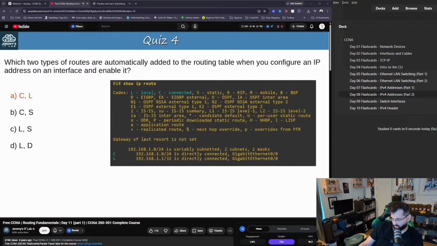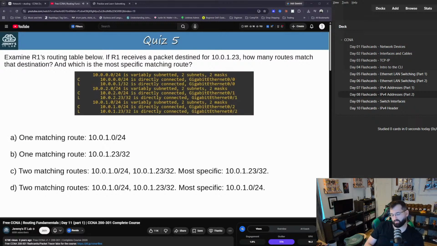Okay, the answer is A, C and L. As shown in the show IP route output on the right, C stands for connected and L stands for local. These 2 routes are added when you configure an IP address on an interface and enable it. Okay, let's go to question 5. Examine R1's routing table below. If R1 receives a packet destined for 10.0.1.23, how many routes match that destination?